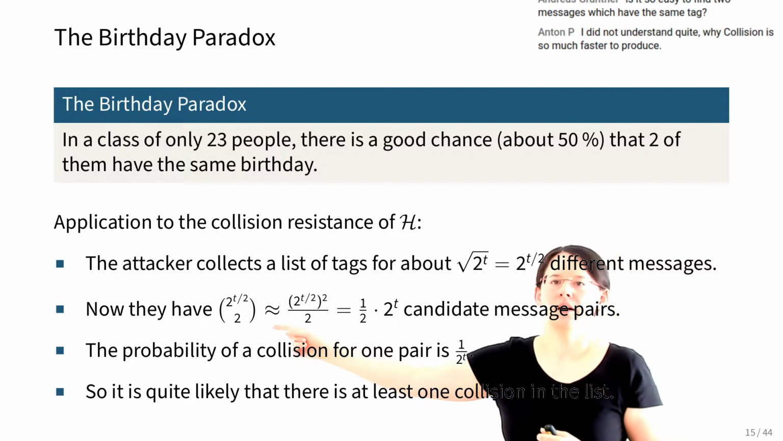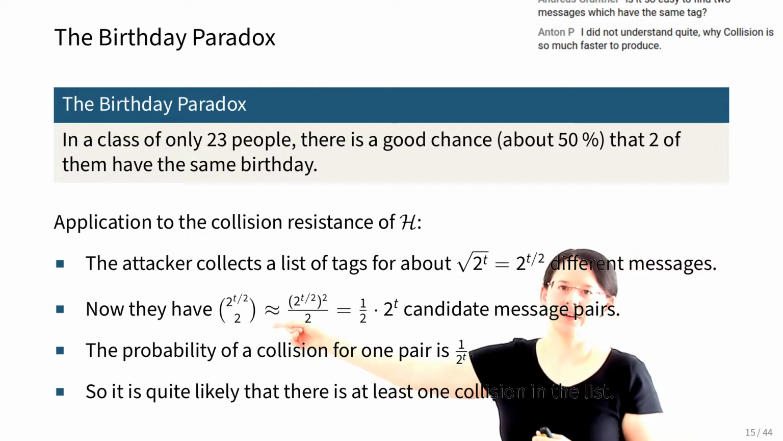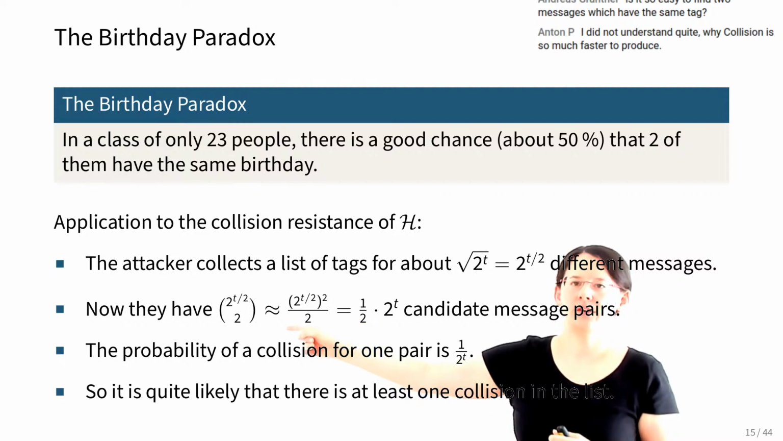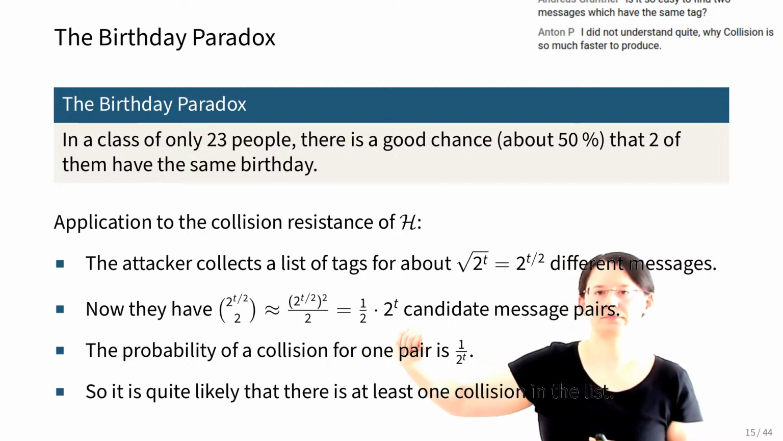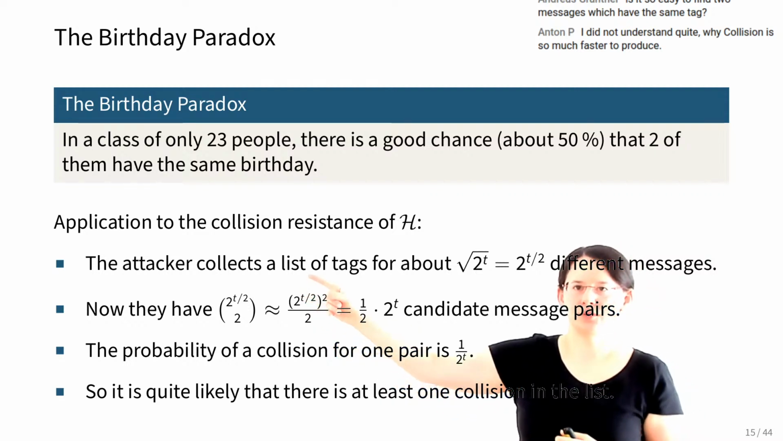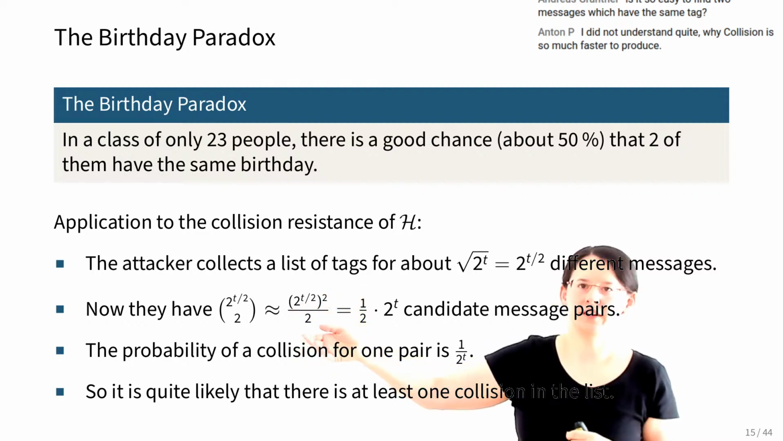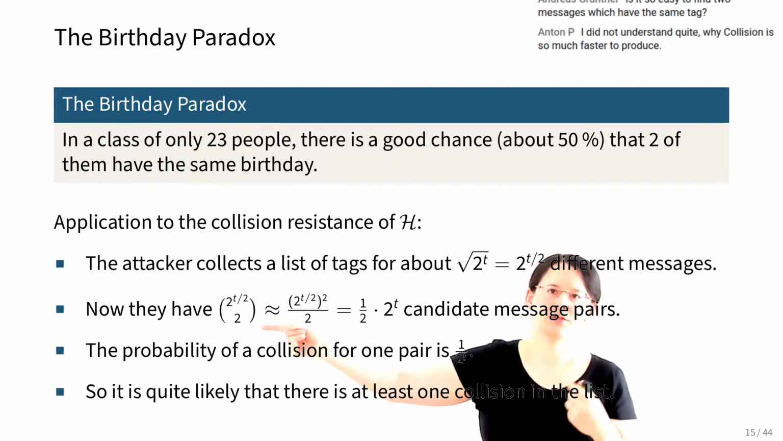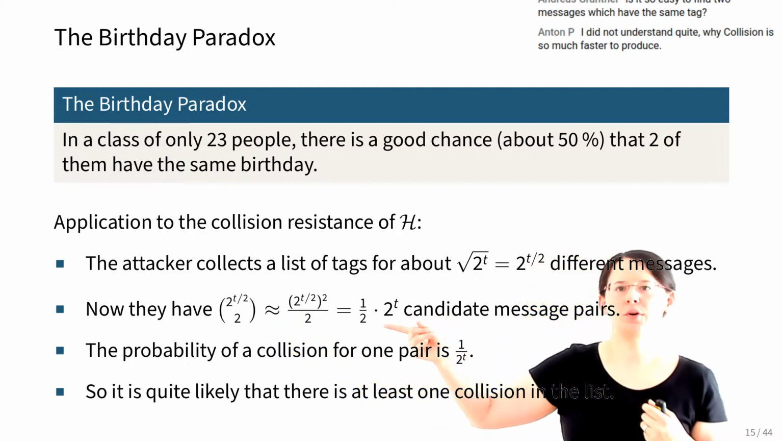Now, if you fill in the formula for n choose k, then you get that this value here is approximately the number on top squared divided by 2, where of course 2 to the t over 2 to the power of 2 is exactly 2 to the t, and we still have the divided by 2. So the number of possible pairs of messages or of tags that we can generate is approximately 2 to the power of t.